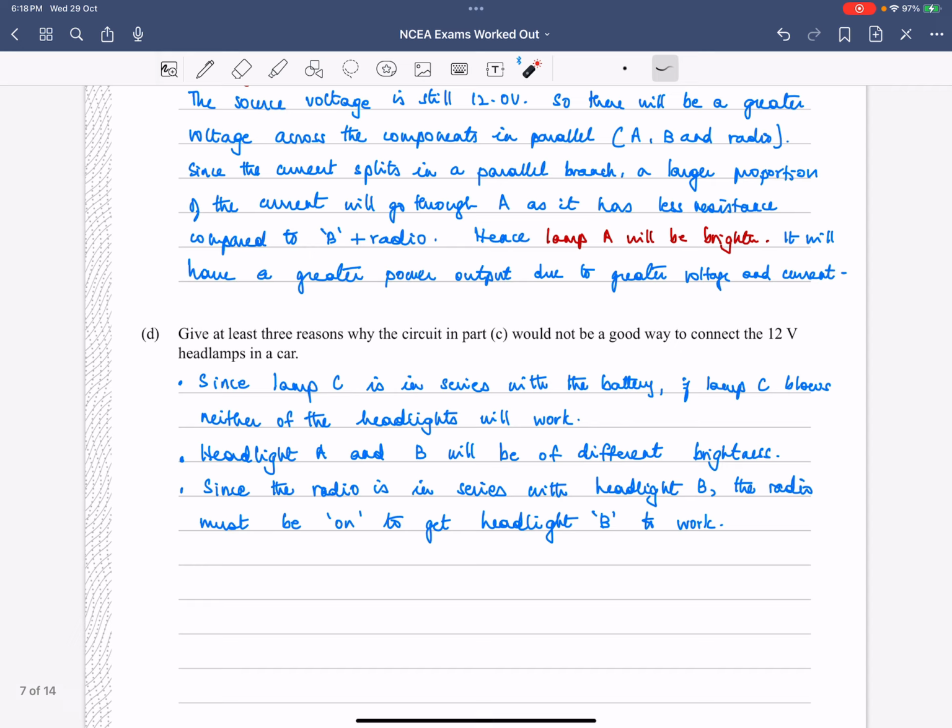Okay, then give at least 3 reasons why the circuit in part C would not be a good way to connect the 12-volt headlamps in a car. Since lamp C is in series with the battery, if lamp C blows, neither of the headlights will work. Headlight A and B will be of different brightness. Since the radio is in series with headlight B, the radio has to be on for the headlight to work.